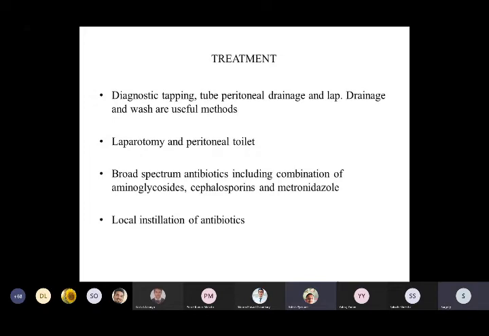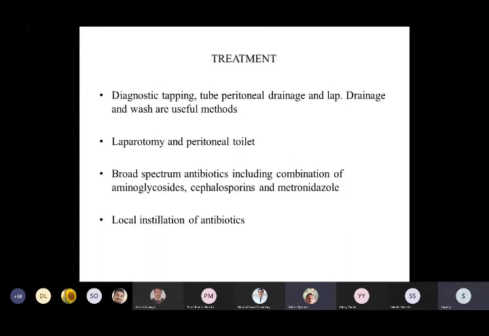Treatment of primary peritonitis: diagnostic tapping, tube peritoneal drainage, and laparoscopic drainage and washout are useful methods. Laparotomy and peritoneal toileting can also be done, and broad-spectrum antibiotics, including combinations of aminoglycosides, cephalosporin and metronidazole, are given. Local instillation of antibiotics is also practiced.